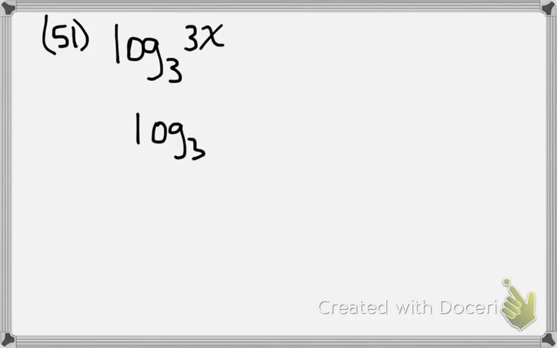With problem number 51, we're going to start with log base 3 of 3x, and we're going to expand it. And basically when I expand it, I'm just trying to spread things out and make sure that I just have one term with each logarithm. So I'm going to have log base 3 of 3 plus log base 3 of x. Because since 3 and x are multiplied, I changed that into two logarithms added. So that's the expansion for number 51.